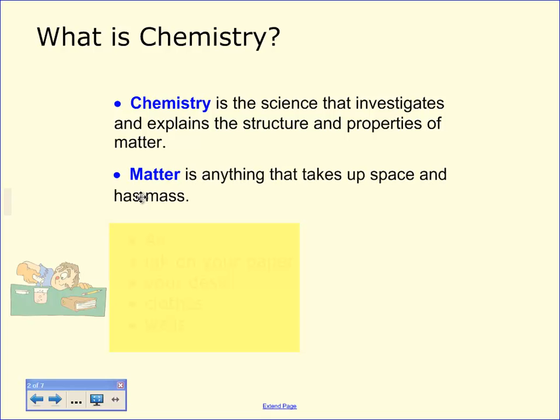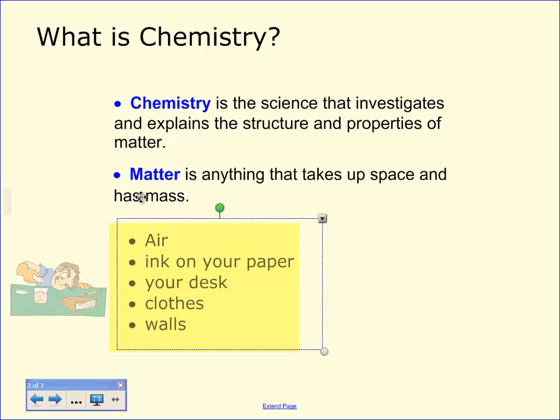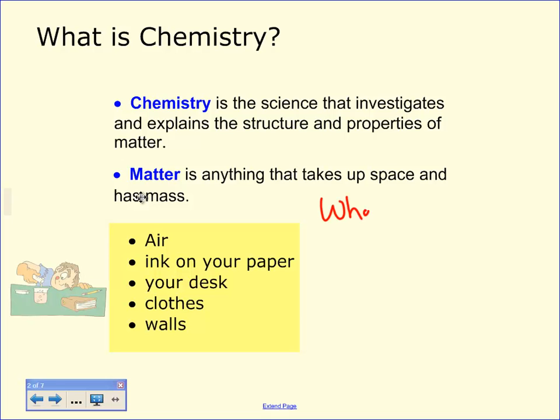And you might want to press pause and get these notes real quick. But basically, matter is anything that takes up space and has mass. So things that we've been talking about this year. Normal things you would think about: air, ink, your desk, your clothes, the walls all around us. Basically, almost everything that we think about most of the time is matter. If it takes up space and has mass, it's matter. Sometimes we don't think about air as having mass, but it does.